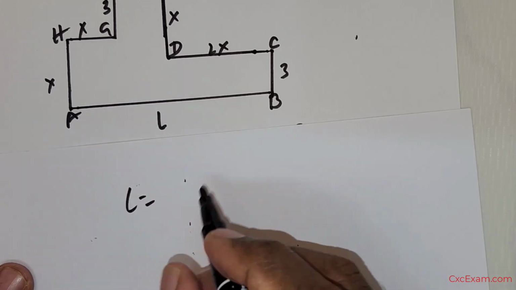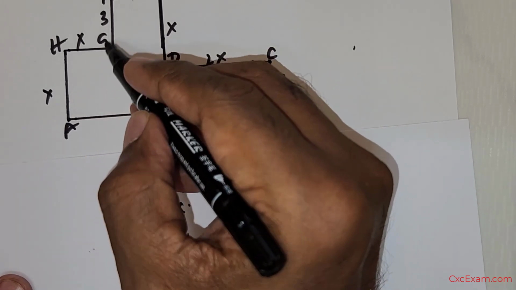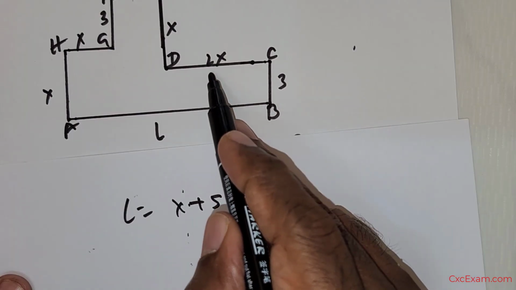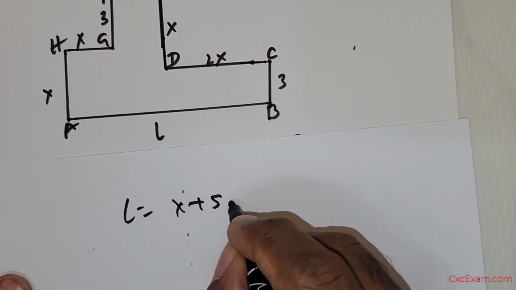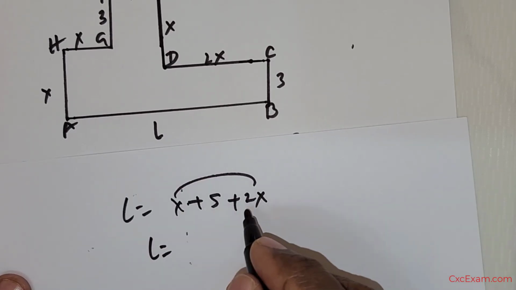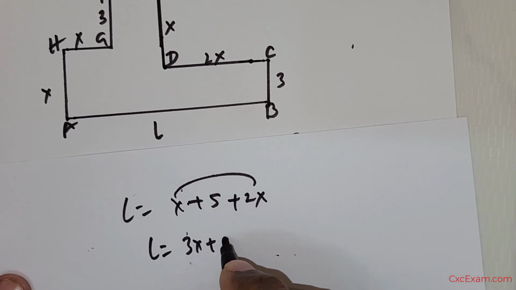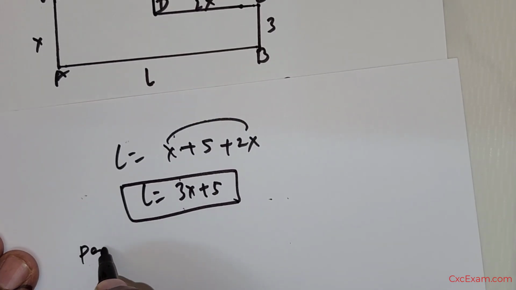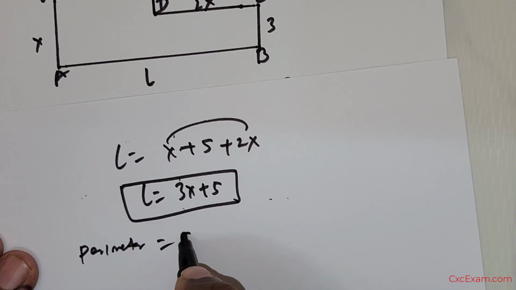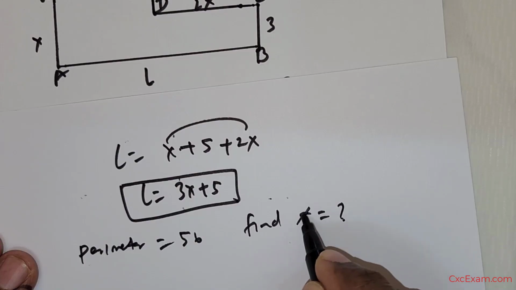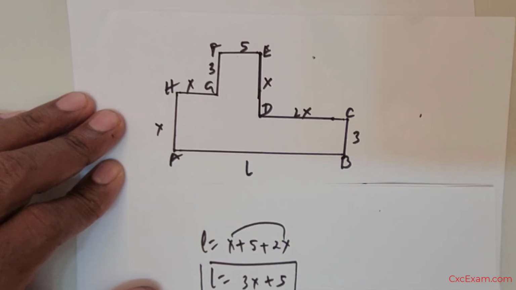The length is going to be X. You don't have to take in the height, you need to take the length, positive 5 and positive 2x. So L is equal to X added with 2x will give you 3x plus 5. So that's a solution. Now the perimeter is given to be 56. We have to find the value of X. So we start with L.